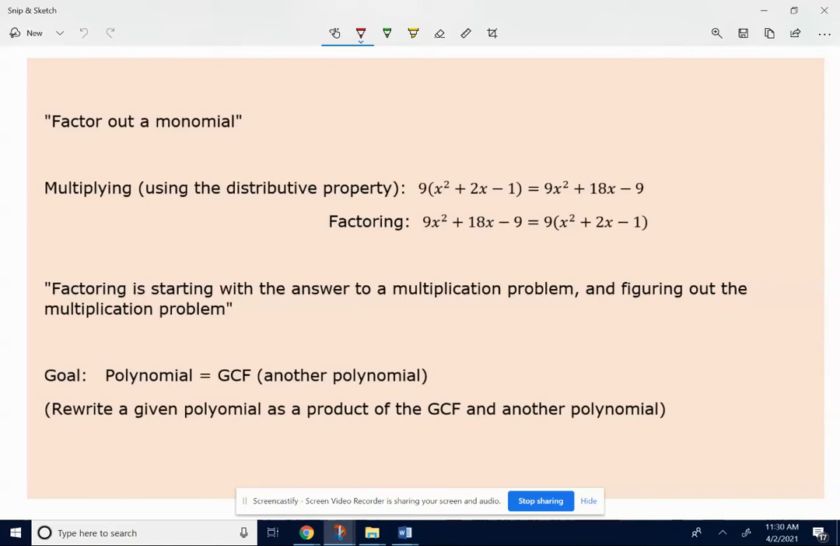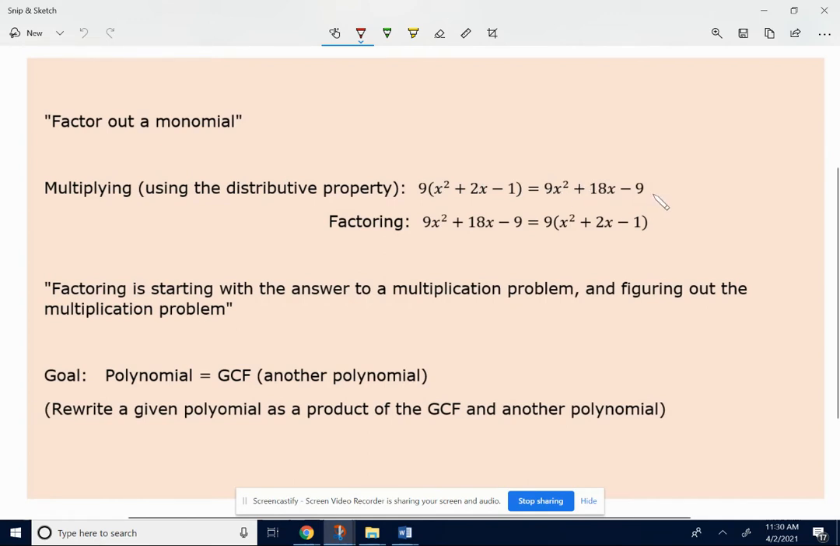Okay, this lesson is over factoring out a monomial. Think of it this way. When you are using the distributive property, you are multiplying two things together. For example, if you take 9 times (x squared plus 2x minus 1), and you use the distributive property, remember to multiply the 9 to all three parts, and you get 9x squared plus 18x minus 9.